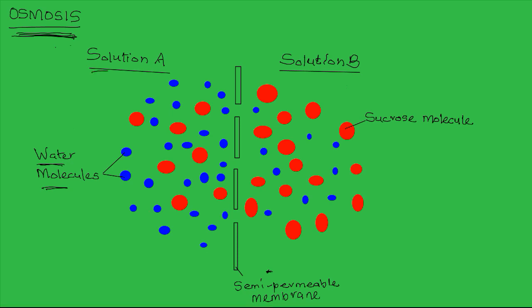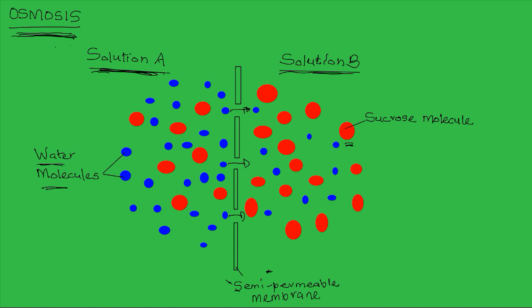Like in this example, solution A has a higher concentration of water molecules compared to solution B. And in this case, therefore, water molecules will move from solution A, where they are highly concentrated, across to solution B, where they have a lower concentration, across this semi-permeable membrane. Now, this semi-permeable membrane can allow water molecules to pass across, but not the other molecules. In this particular case, the sucrose molecules are too big to pass across.